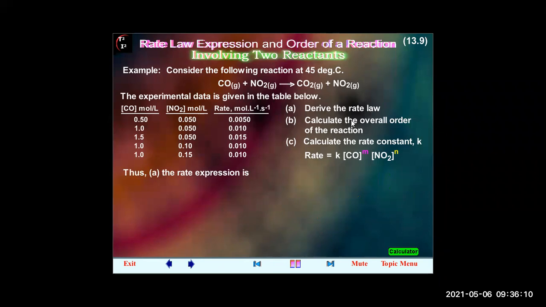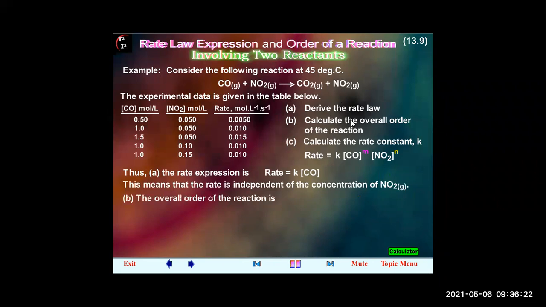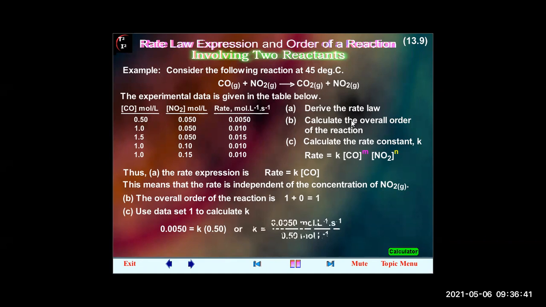Thus, A, the rate expression is rate equals K times concentration of CO. This means that the rate is independent of the concentration of NO2. B, the overall order of the reaction is 1 plus 0 equals 1. C, use dataset 1 to calculate K. 0.0050 equals K times 0.50, or K equals 0.01 per second.